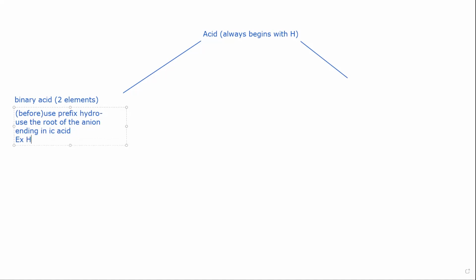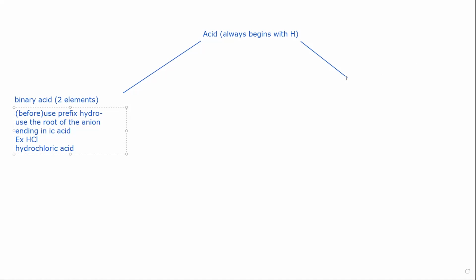Example, HCl. So how would we name it? Well, we name it hydro, and we use the root chlor, and then ic acid. See that?